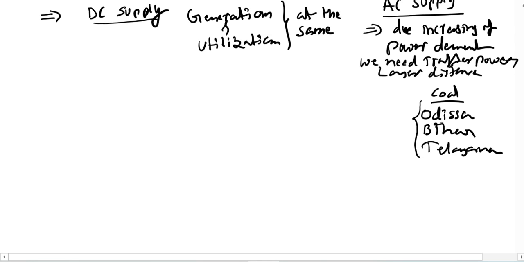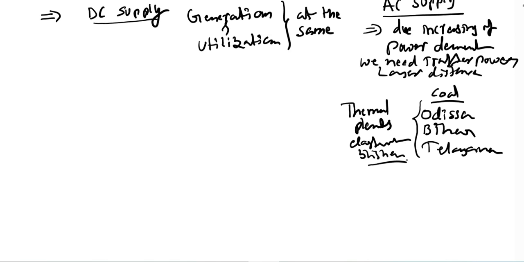But whatever the coal production, you cannot transport this coal to a longer distance, because there will be transportation charges incurred. Therefore, thermal plants are established where the coal is available at the nearest places. That is fine.